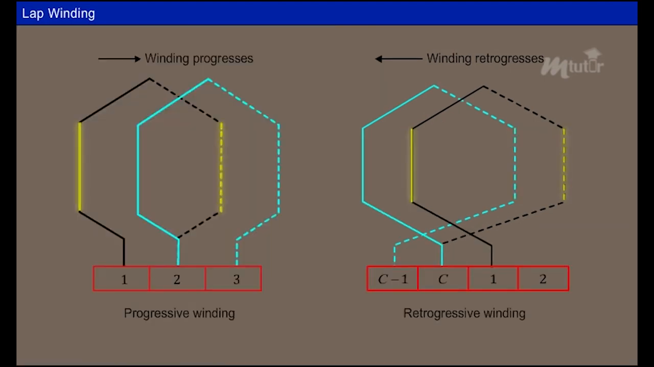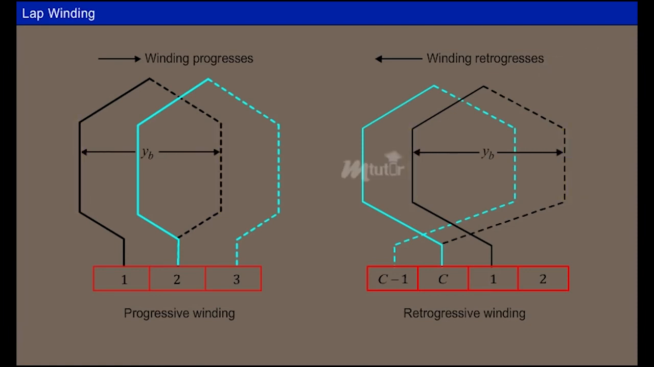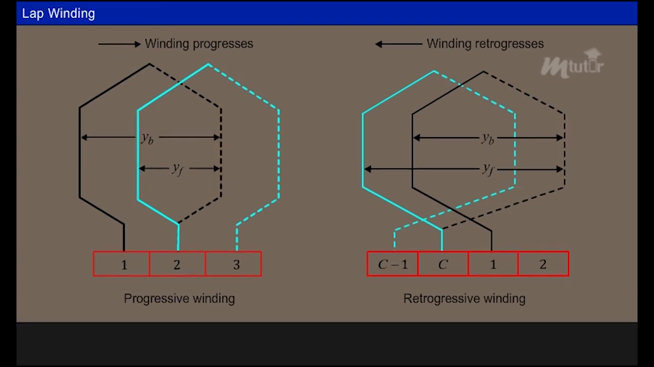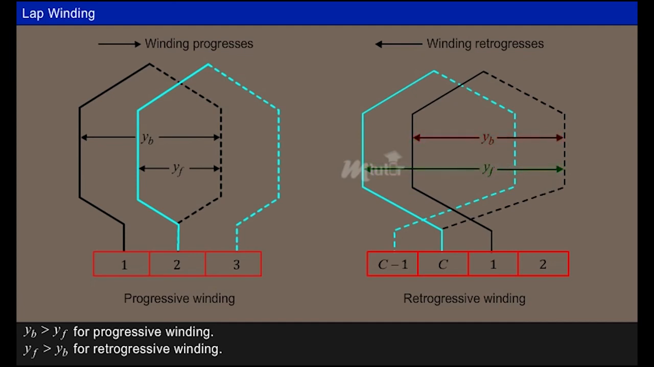Here, the displacement between the sides of a coil measured in terms of armature conductors is called the back pitch YB. Front pitch YF is the displacement between the completing side of one coil and the starting side of the successive coil, measured in terms of armature conductors. We can see that for the progressive style winding, the back pitch is greater than the front pitch, and the front pitch is greater than the back pitch for the retrogressive winding.